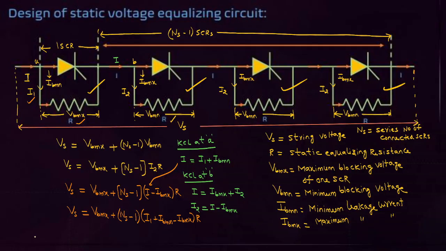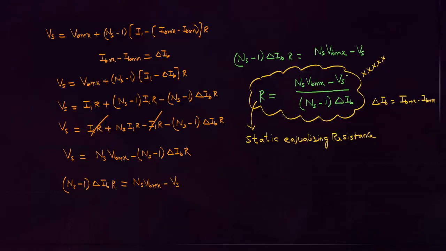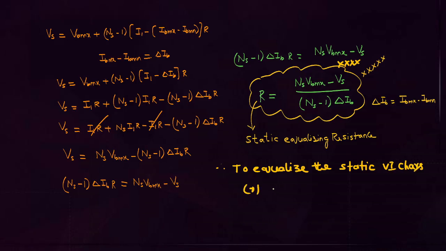That resistance is called the static equalizing resistance. But the derivation part is not required, friends. This is important: it is used to equalize the unequal voltage distribution caused by unequal static VI characteristics, to get equal voltage distribution.